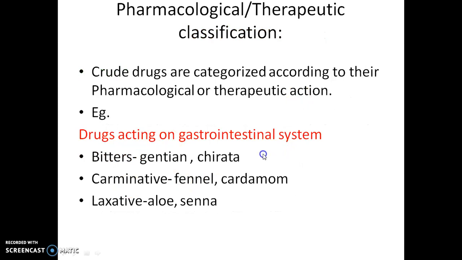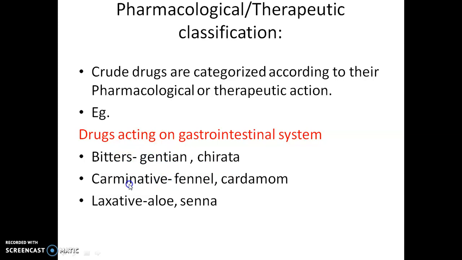Next system of classification is pharmacological or therapeutic classification. Here, the drugs are categorized according to their pharmacological or therapeutic actions, mainly depending upon how they act on the human body. For example, drugs which act on the gastrointestinal system or GI tract, we may categorize as bitters. Bitters are drugs that are bitter in taste, that may act as appetizers and are used for the treatment of fever.